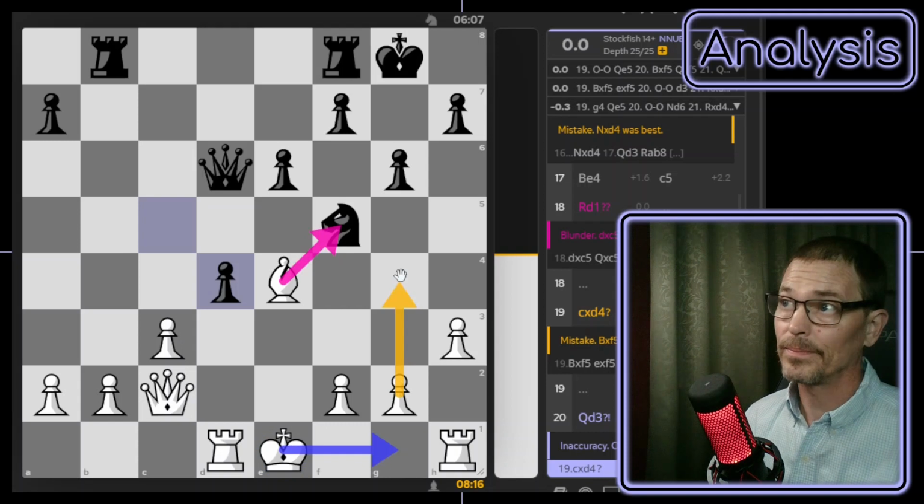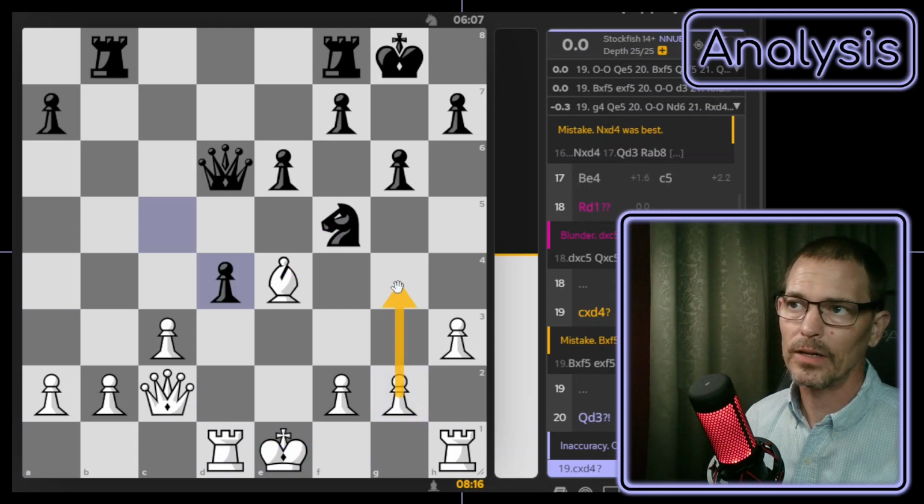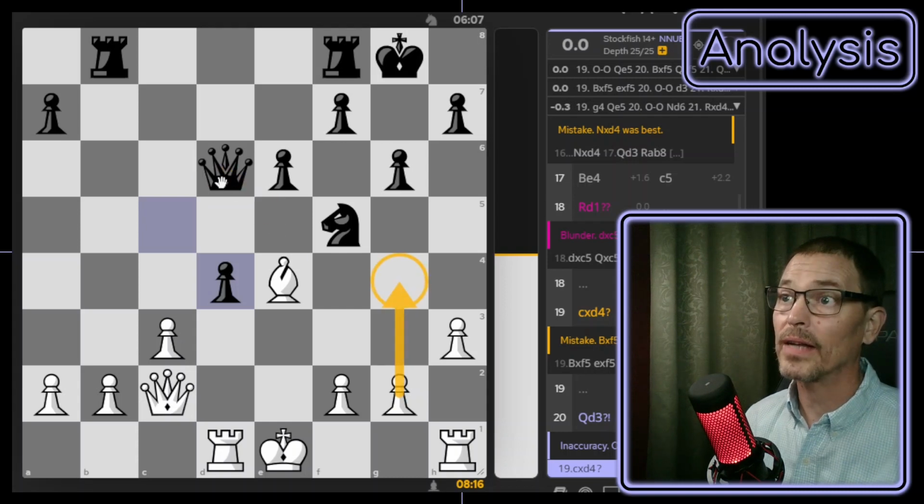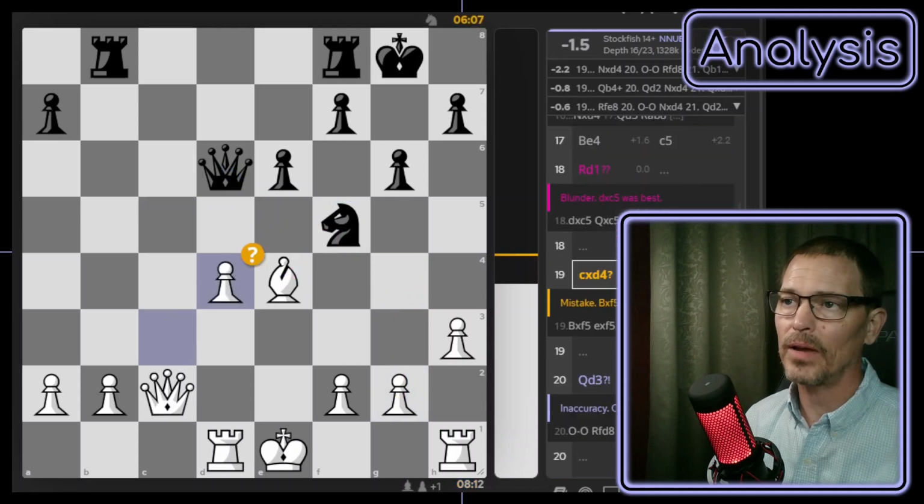Or g4. Well, I don't think g4 is good. It says if I played g4, they would play queen to e5, and then I would castle. Why wouldn't I take the knight with my pawn? I don't know. Okay, but at least I did guess a better move here, but I'm going to guess I did something. Oh yeah, that's what I did.